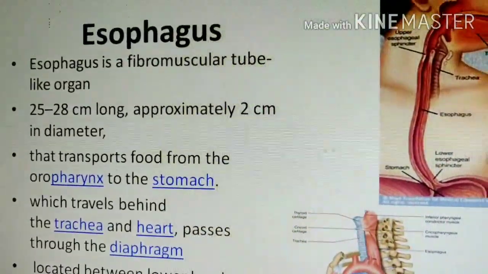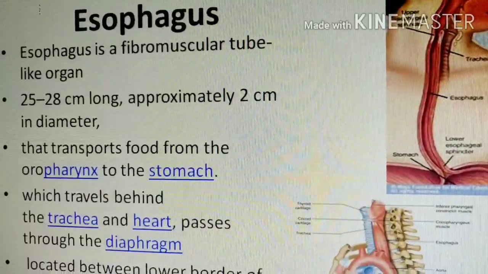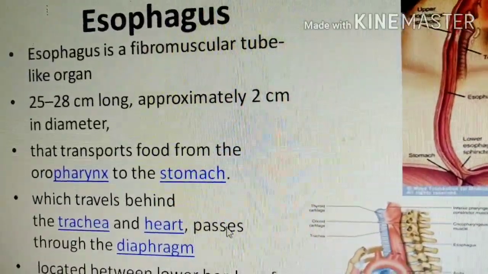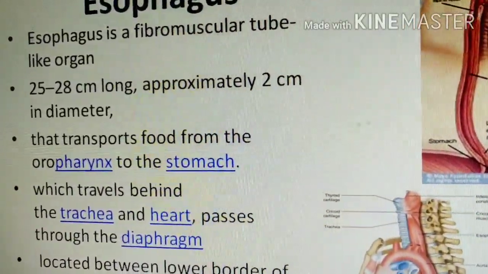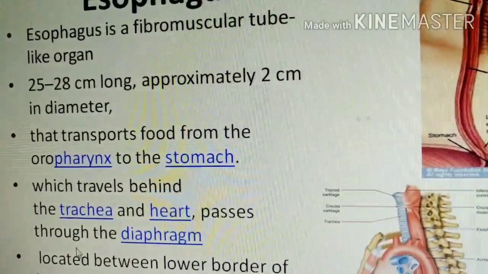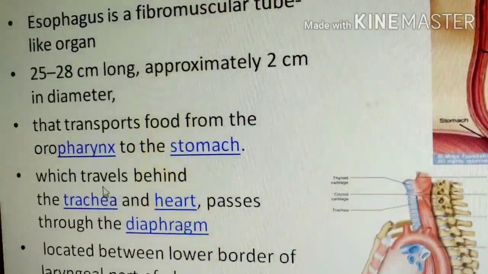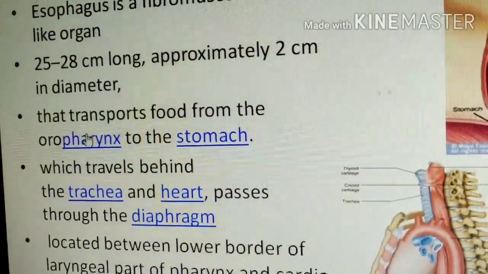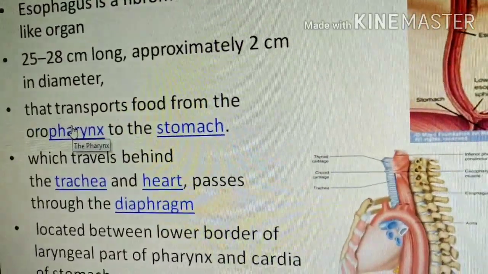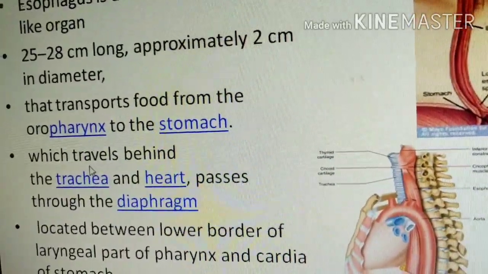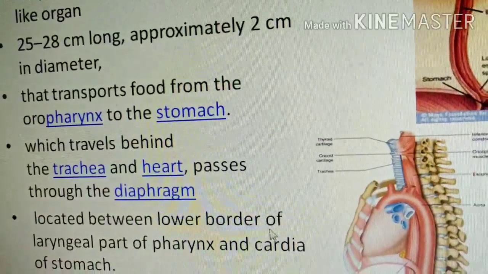Esophagus. Now, what is the esophagus? The esophagus is a fibromuscular tube-like organ. It is about 25 to 28 centimeters long and approximately 2 centimeters in diameter. And the esophagus transports food from the oropharynx to the stomach.